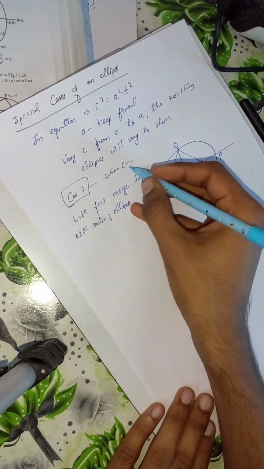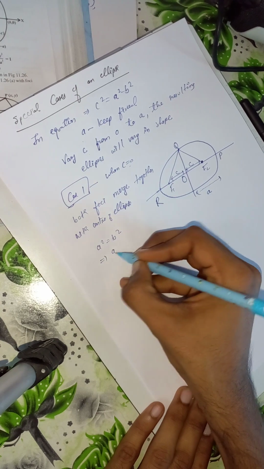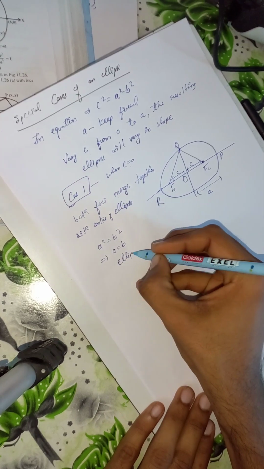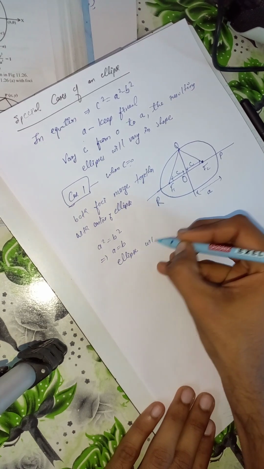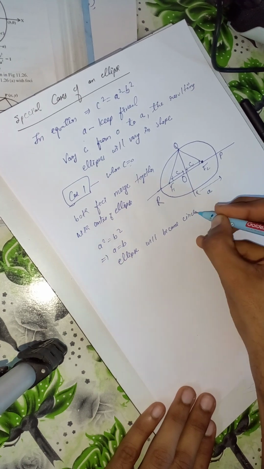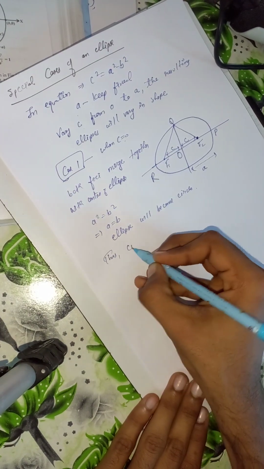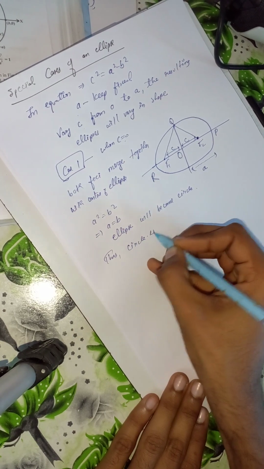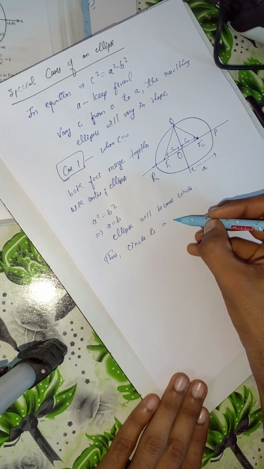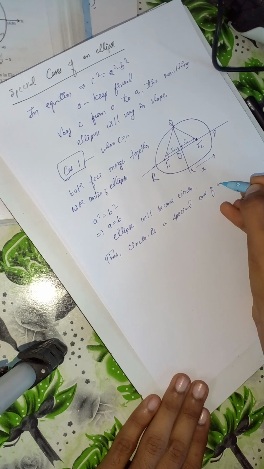And what will happen if you put c equal to 0? a squared is equal to b squared. Consequently, a will be equal to b, and so the ellipse will be equal to what? The ellipse will become a circle. Thus we can say that a circle is a special case of an ellipse.